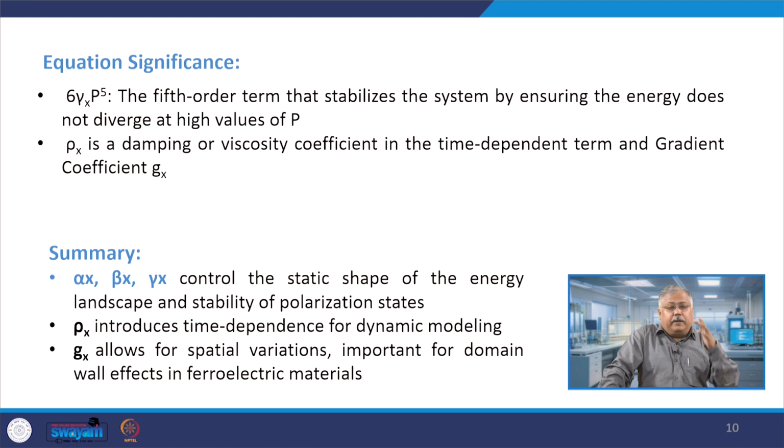So what will happen is the gamma value will be very low. So even if your P increases drastically in the order of fifth order, this whole quantity will try to damp it down, right.